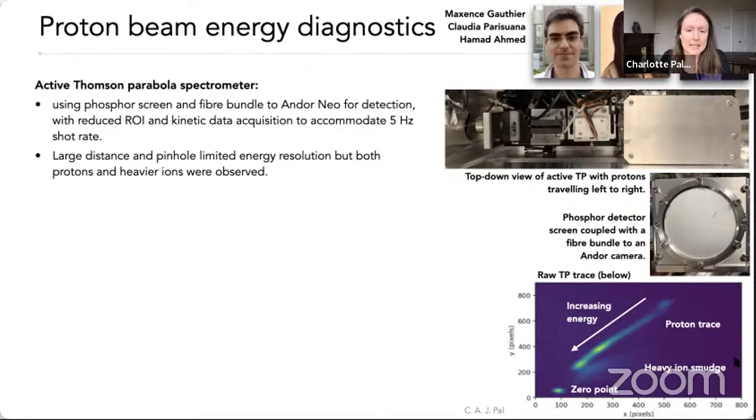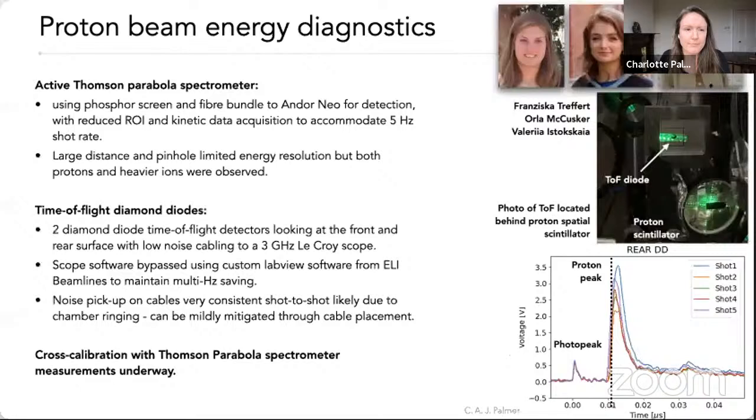You can see the data in the bottom right, where we've got a proton trace, a zero point, and then a general heavy ion smush. So we think there were heavy ions, but it's going to be more of a challenge to see what information we could get out of them.